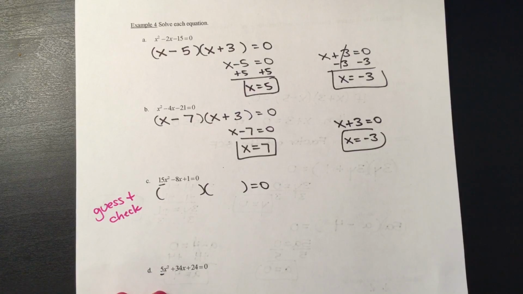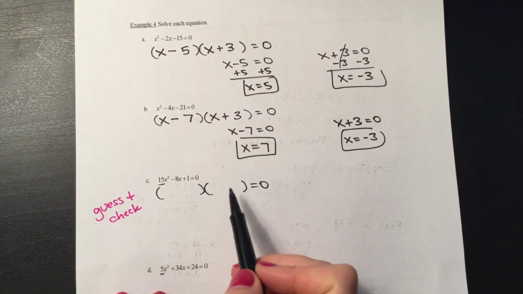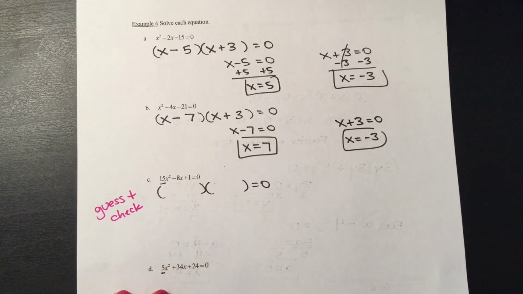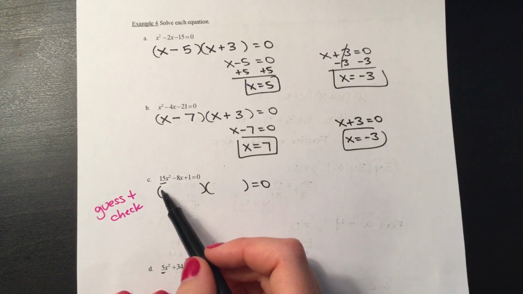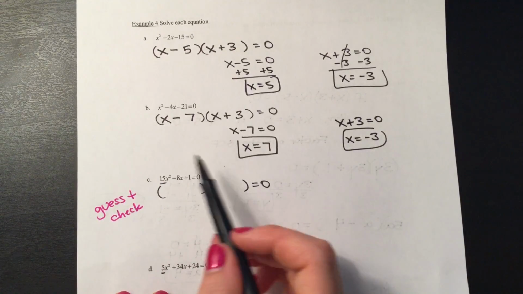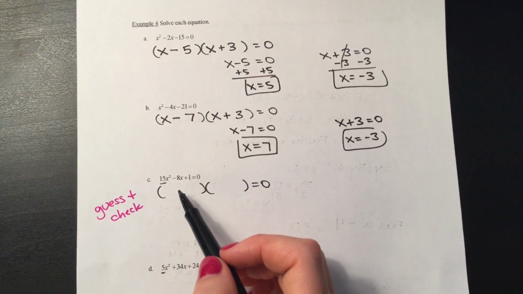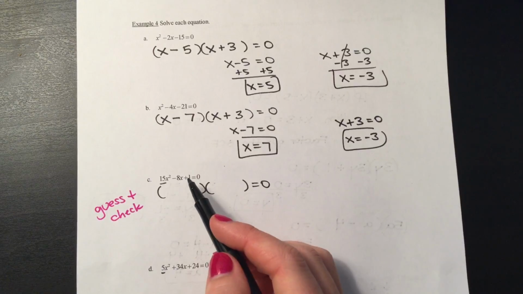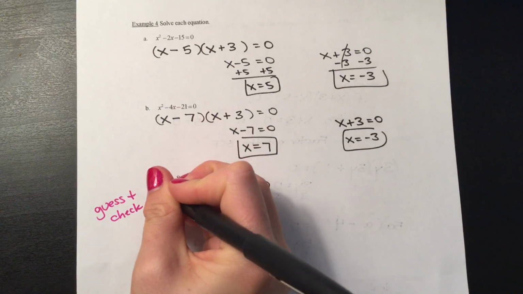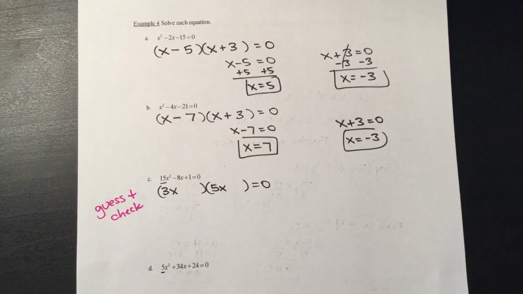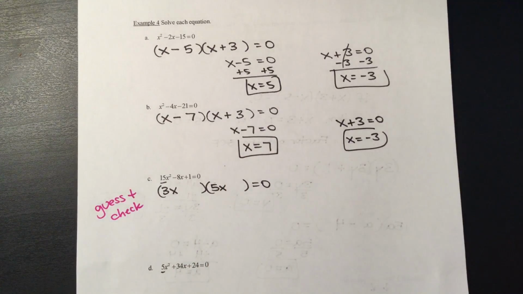So you have 2 options. It could either be 15x times x, so 15x times x would give you 15x squared, or 3x times 5x. So this is literally up to you. It's a guess. You're going to guess which one you think would be right. Okay? So I'm going to guess that it's 3x times 5x. At this step, you can't do anything wrong. This is still just the guessing step. It's the checking step that's important.